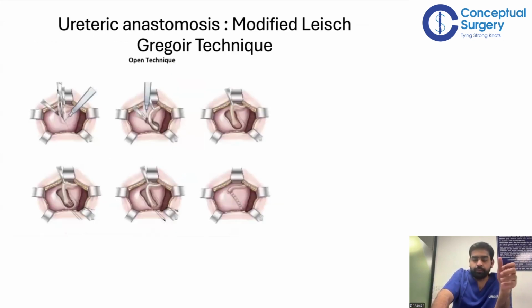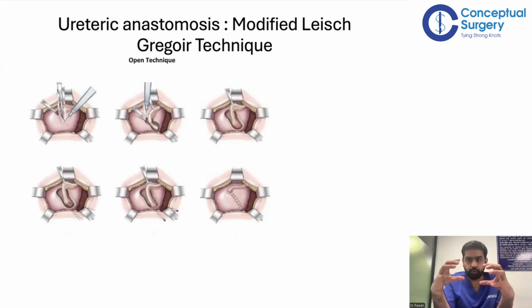Now, we have done this particular arterial and venous anastomosis. Now it's time to do the ureteric anastomosis. The technique which is usually followed, or ideally what should be followed, in the ureteric anastomosis in the transplant is called the modified Lich-Gregoir technique. Modified Lich-Gregoir technique.